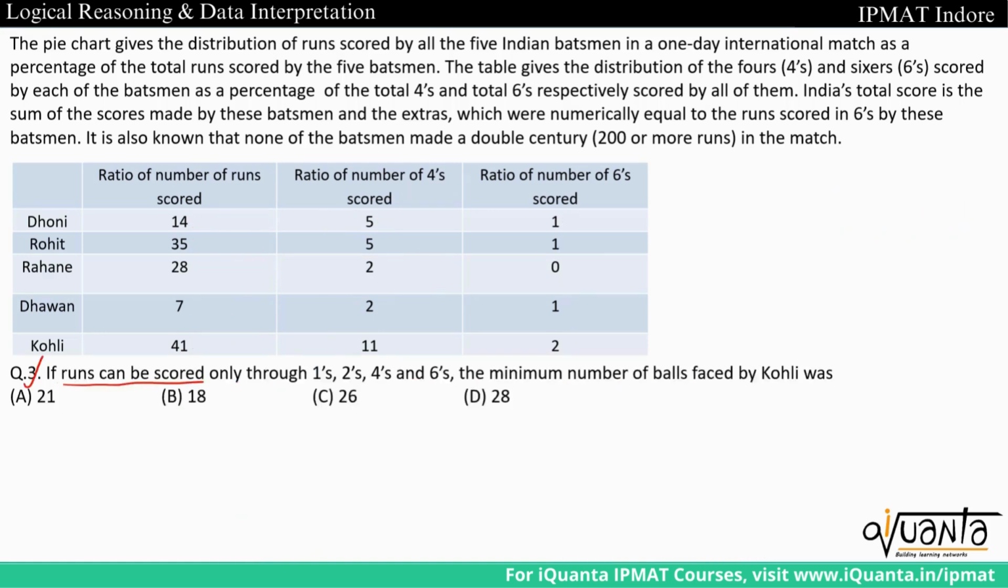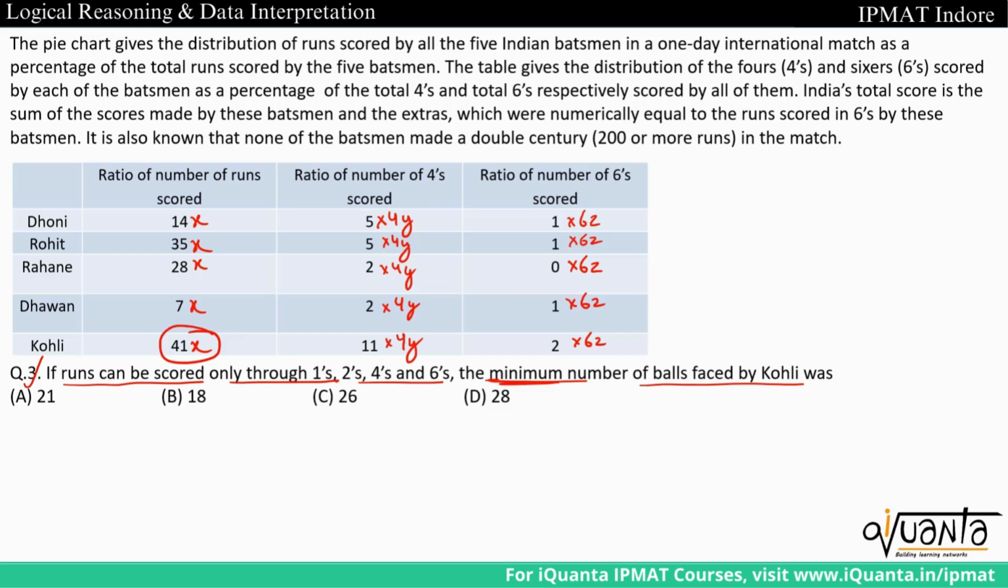Then the next question is, if runs can be scored only through 1, 2, 4, 6, the number of balls faced by Kohli was. And we are talking about the minimum number of balls faced by Kohli. For minimum number of balls faced, we should consider the minimum score of Kohli. Kohli is scoring 41x, and the minimum value of x was 2. So minimum runs by Kohli will be equal to 41 into 2, which gives me 82.